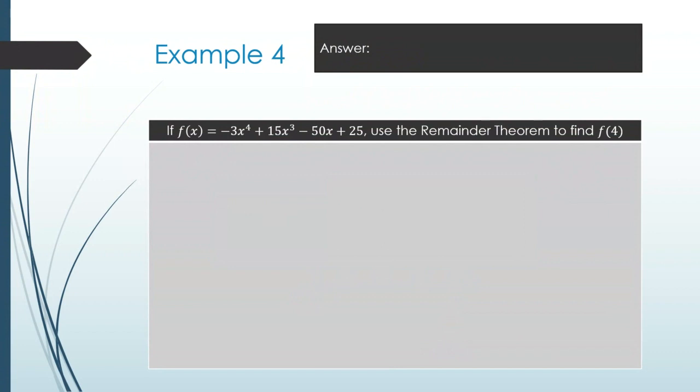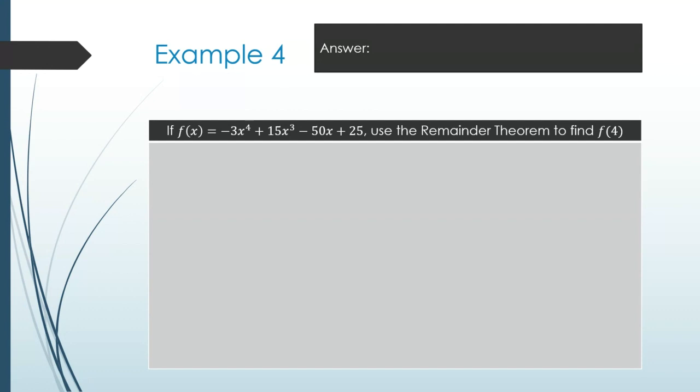If f of x is negative 3x to the fourth plus 15x cubed minus 50x plus 25, use the remainder theorem to find f of 4. So this means I want to know what is the answer if I plug 4 into f of x. If I plug that in as it is, I'm going to have these big exponents. I definitely need a calculator. But let's show you how you can do this without needing a calculator, and that's with using synthetic division. Or you may need a calculator, but not as much, you can do most of it in your head.